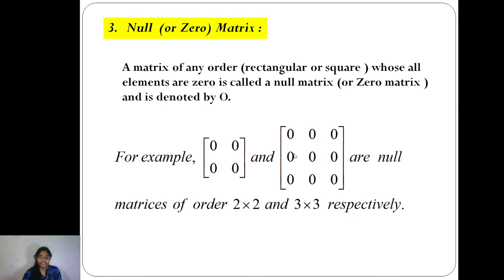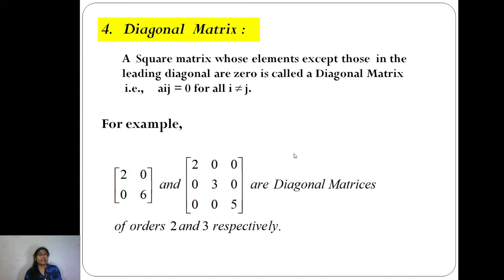Okay, next, diagonal matrix. Diagonal matrix means main diagonal, that means principal diagonal element non-zero element and others element zero element. We'll see a square matrix whose elements except those in the leading diagonal are 0. A square matrix whose elements except those in the leading diagonal are 0 is called a diagonal matrix. That is a suffix ij equals to 0 for all i not equals to j.